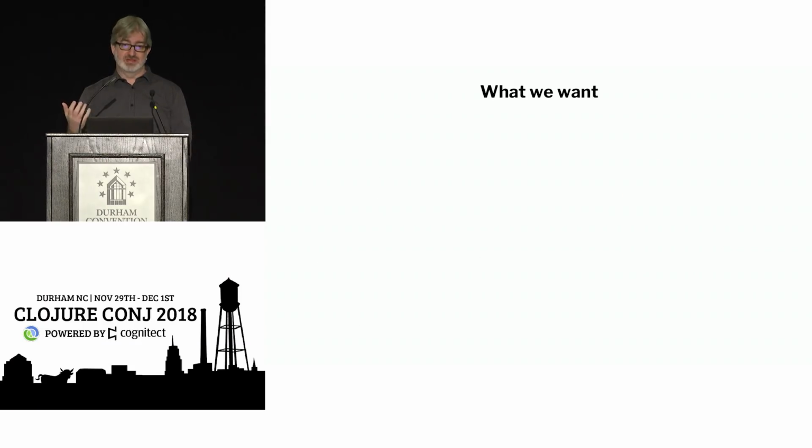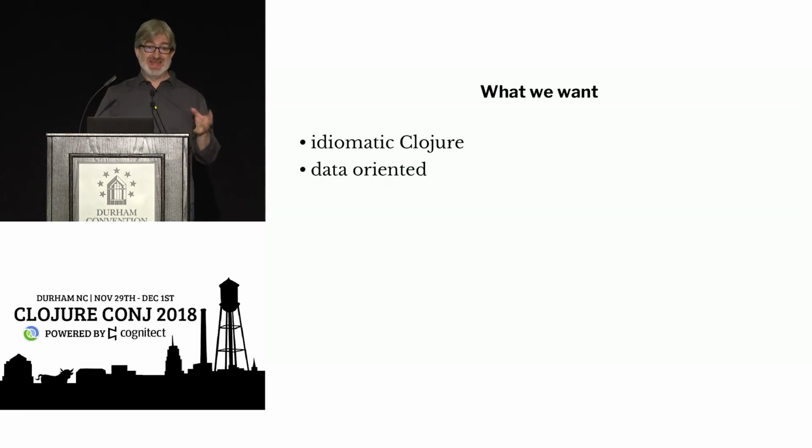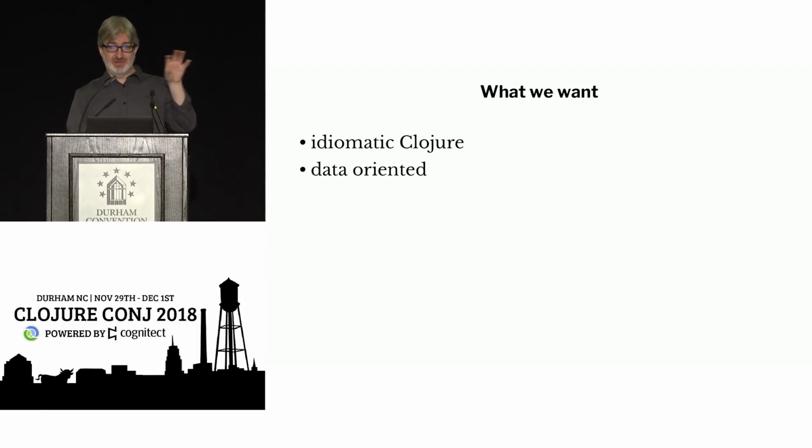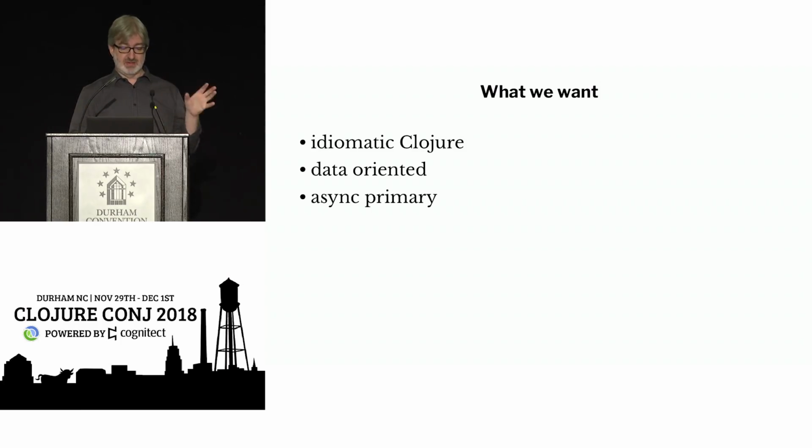Okay, so what do we want? Well, we want something, obviously, that's idiomatic Clojure. We want something that's data-oriented. And when I say data-oriented, I'm not just talking about map in, map out, and we'll talk more about that. We want async available as a primary thing. We don't want to have to do bindings or whatever, just make it a function argument. We want discoverability at the REPL, and we want docs in the REPL.